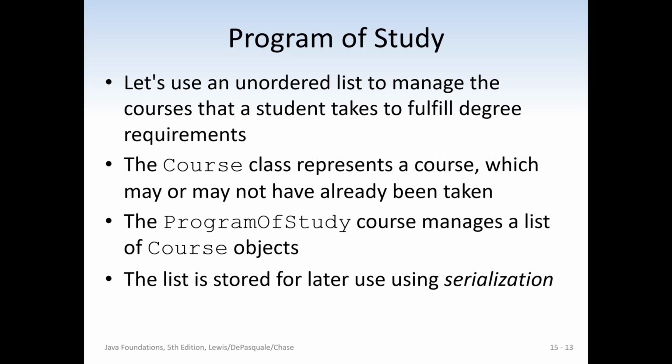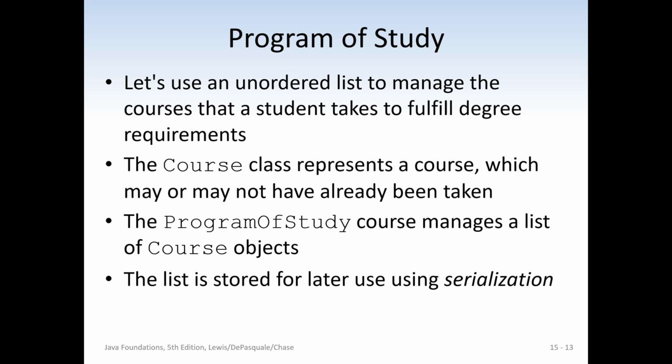The list is stored for later use using serialization. I don't know if you've seen serialization at this point. It's not really something I think I'm going to test you on, but if you make an object serializable, then you can persist it to disk or a database or wherever you want to persist it. Basically, it allows you to save the object in sort of a text format that you can then load later.